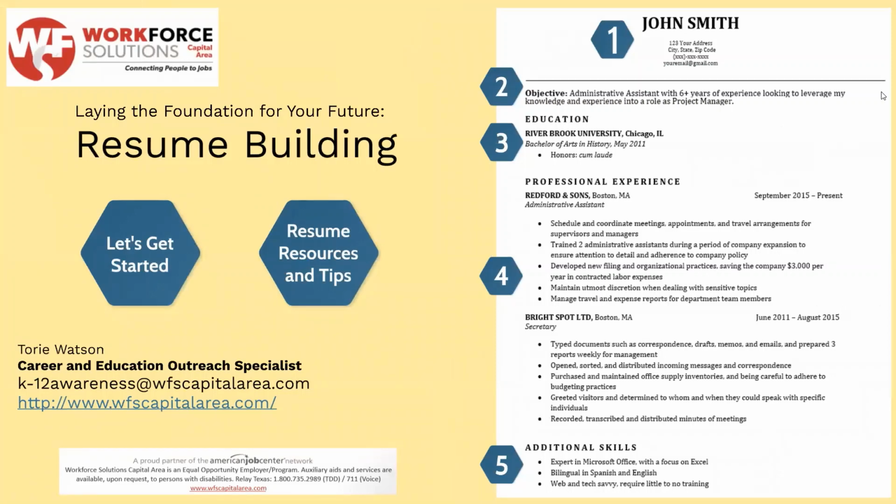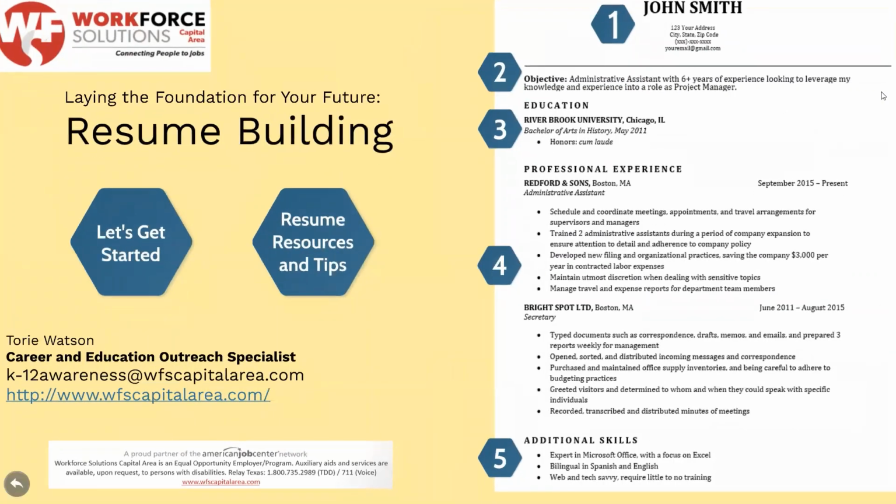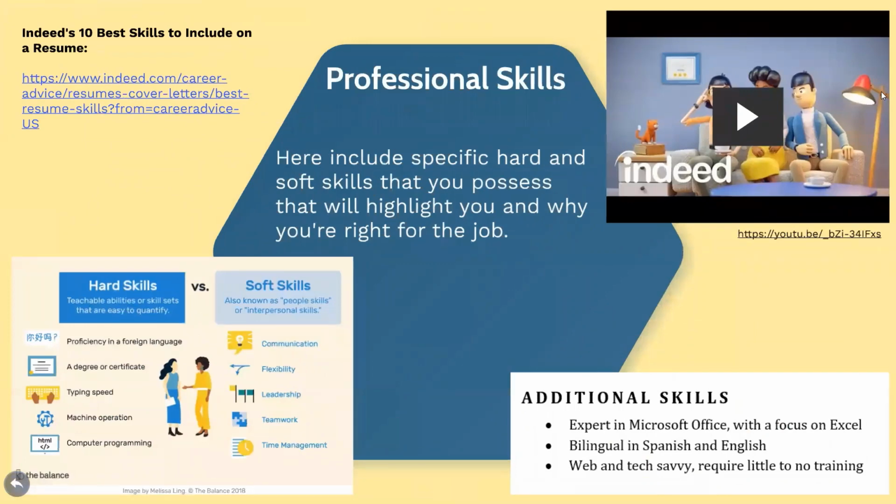Our last section on the resume is additional or professional skills. Professional skills. Here include specific hard and soft skills that you possess that will highlight you and why you're right for the job. Hard versus soft skills. Hard skills are teachable abilities or skill sets that are easy to quantify, such as proficiency in a foreign language, a degree or certificate, typing speed, machine operation, computer programming. Soft skills are also known as people skills or interpersonal skills. This is communication, flexibility, leadership, teamwork, time management.